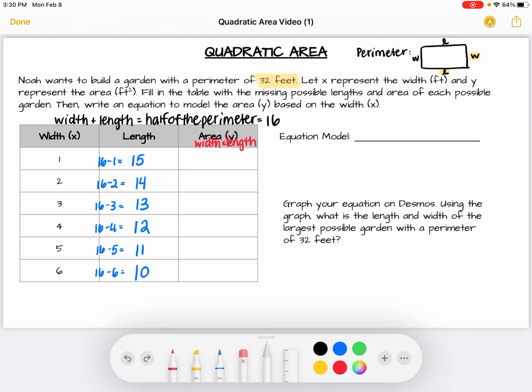Okay, so for my first one, that's 1 times 15. So my area is 15. My next one is 2 times 14. So my area is 28. You can always use a calculator.